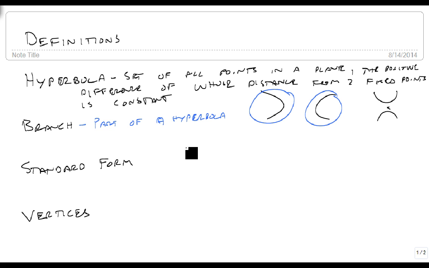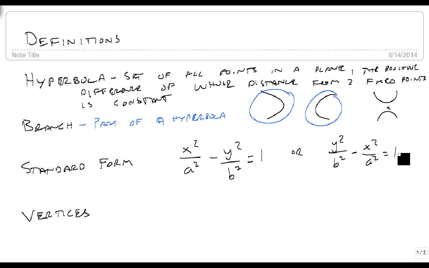The standard form is given by x squared over a squared minus y squared over b squared equals 1, or y squared over b squared minus x squared over a squared equals 1. And here we do keep the a squared with the x and the b squared with the y. And so this allows us to talk about our hyperbolas, but the big difference is notice the minus sign between them. One is always positive and one is always negative.